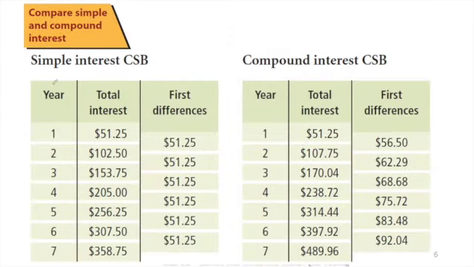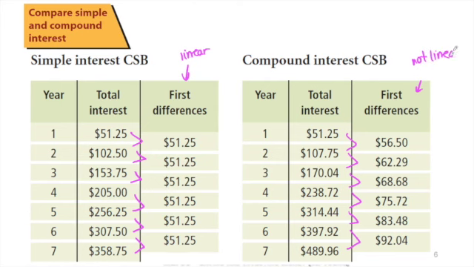Okay, so again, looking at your simple interest, if you were to take your first differences for simple interest, they are always going to be the same. First differences for compound interest are not, which means that this is not linear. If you were to take your second differences, it might not be constant, but you know that it's not linear.